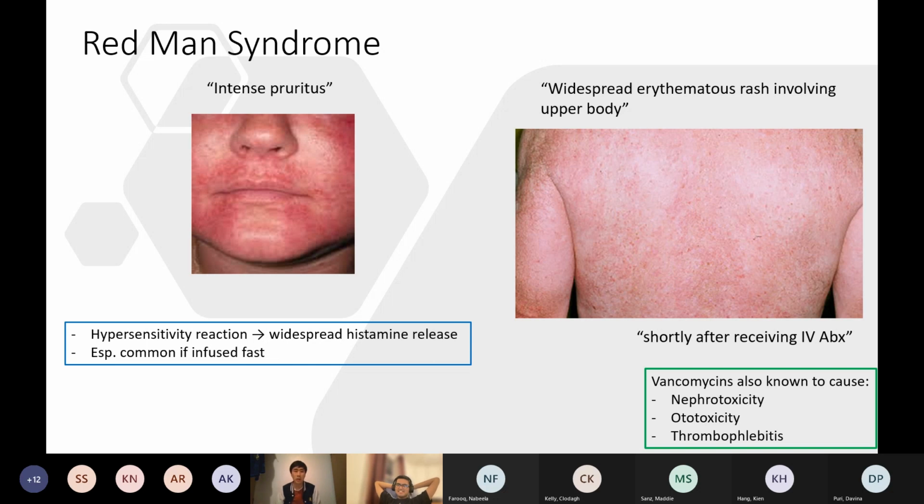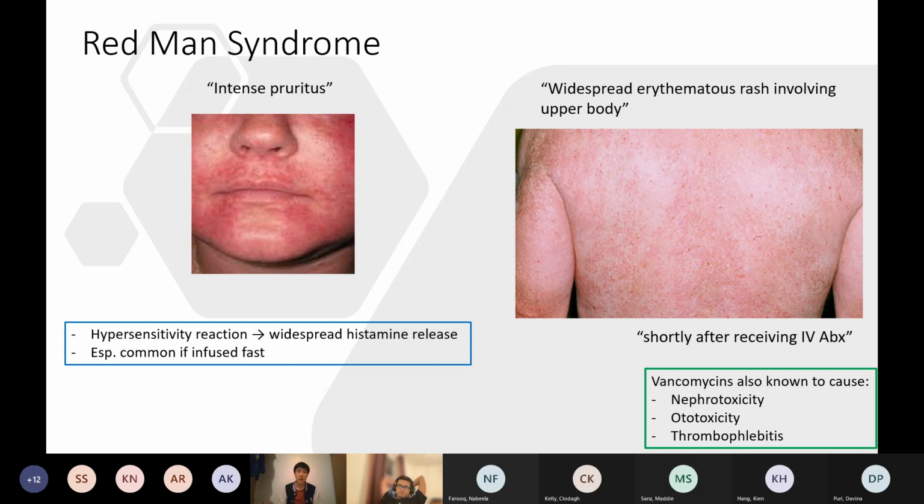However, SBAs aren't often this easy, and they'll try and describe it in words because they know you'll see a picture of someone who's red and go, oh, that's red man. So you might see these things instead. Intense pruritus, widespread erythematous rash involving the whole upper body shortly after receiving IV antibiotics. If you see this, that should be an alarm bell, not just for vancomycin, but for other side effects, allergic anaphylaxis, things like that. So see these clues, whether it's from the pictures or from the words, and think red man syndrome.